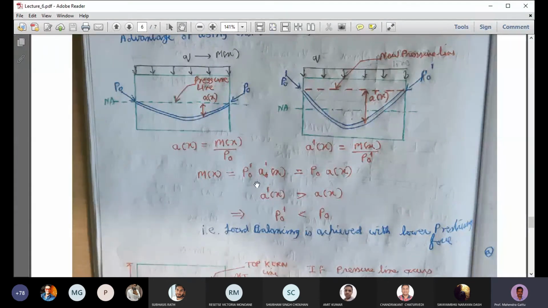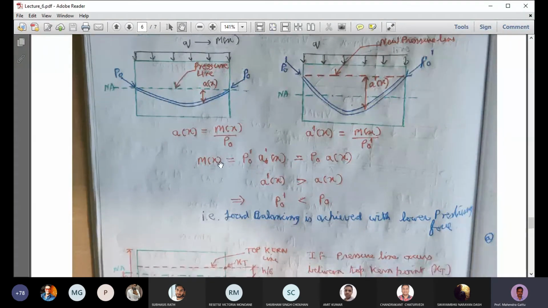Now we can combine these two equations and write a single equation. So M of x is equal to P naught prime A prime of x, and that is equal to P naught A of x. So if you look carefully here, A prime of x is greater than A of x. Okay, so when the new pressure line is above the neutral axis at this distance, that distance A prime of x is greater than this distance A of x. So as a result, because this equation is valid, P naught prime should be less than P naught.